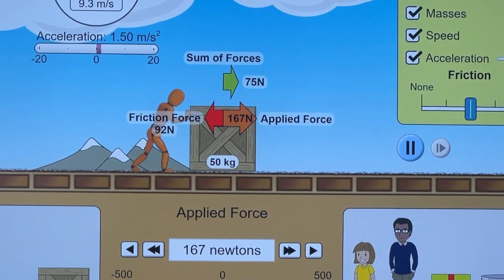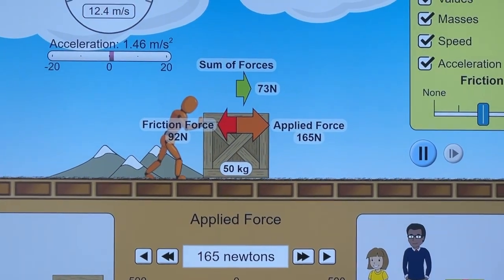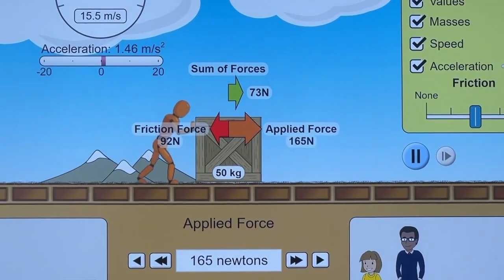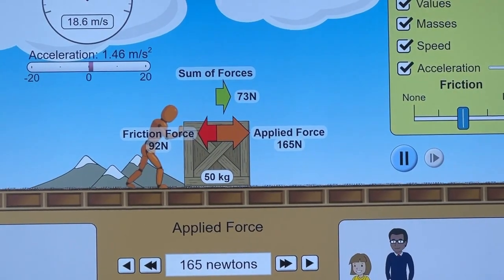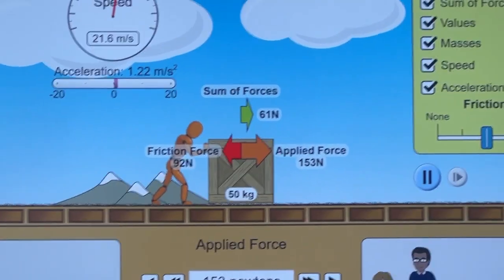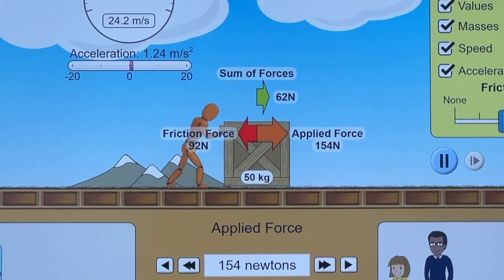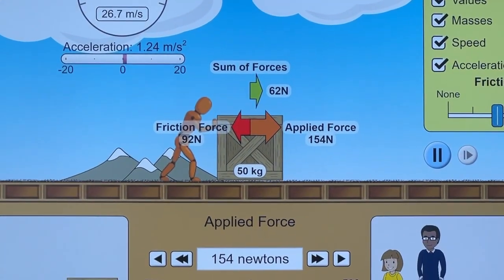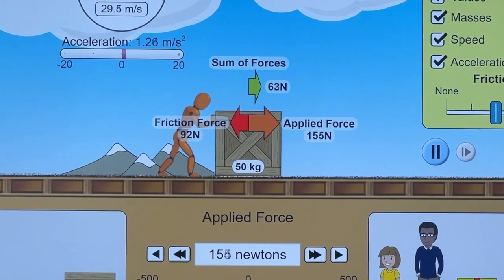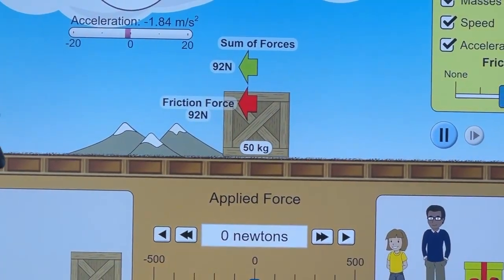When the applied force is 165 Newton, look at the frictional force. Look at the rate at which it's moving. So you can see the acceleration. The acceleration is 1.22 meters per second squared. You can see that the speed is increasing. So this is what I'm telling you. You can also measure the acceleration.